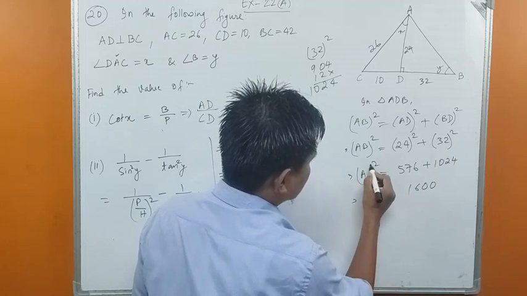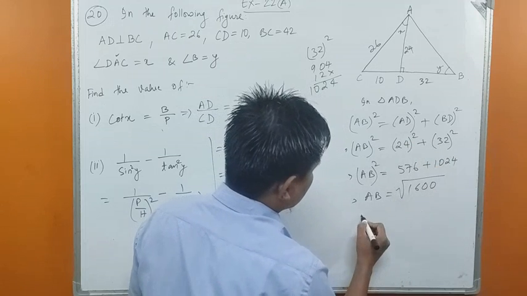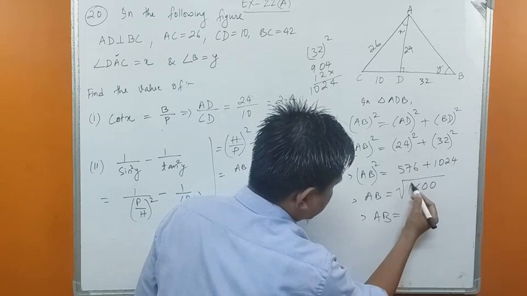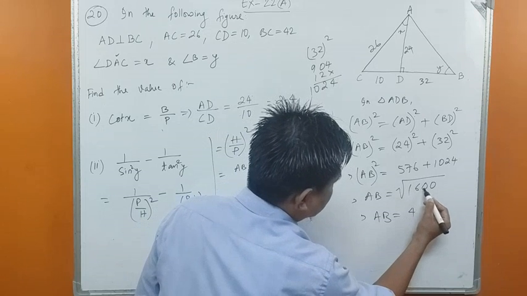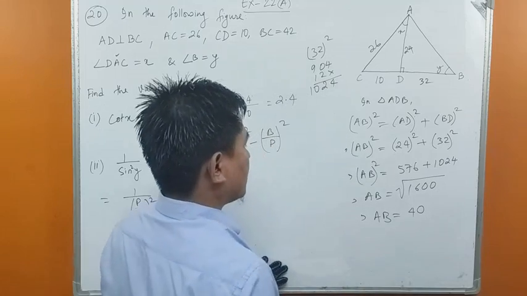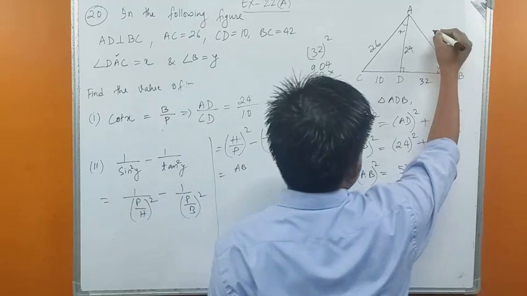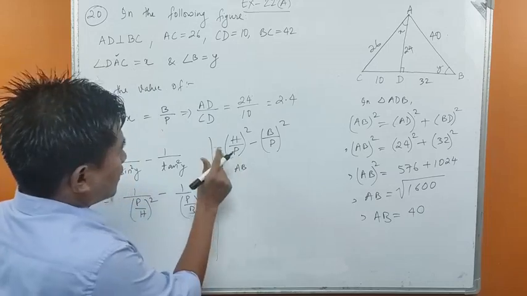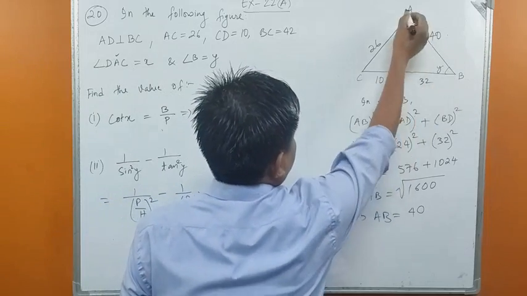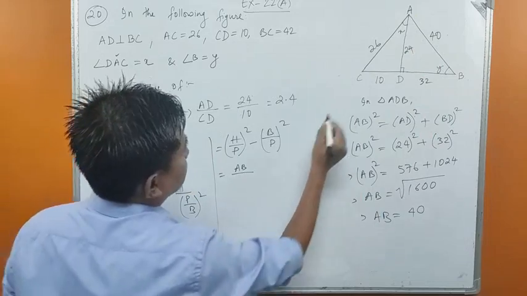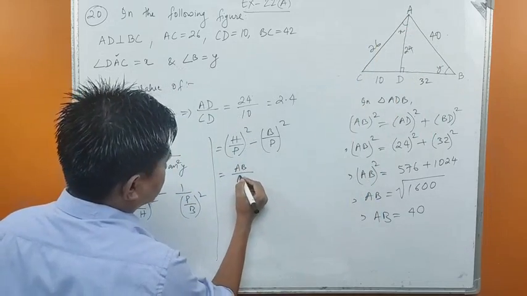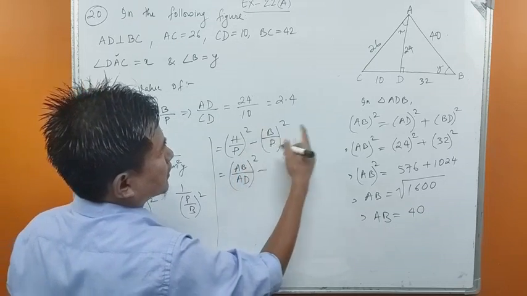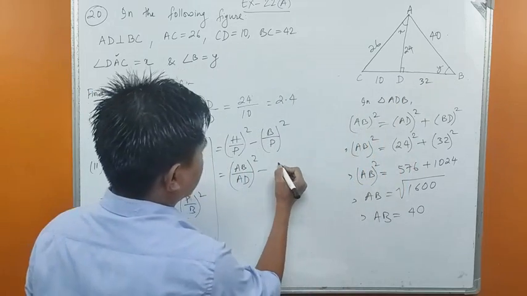Now this square goes to the right-hand side and becomes a root, so AB equals root under 1600. Root of 16 is 4, isn't it? Double zero root means single zero. So the value of AB is 40. Now when we talk about this angle, hypotenuse is AB upon perpendicular AD, isn't it? Perpendicular is AD whole squared minus base, base is DB or BD.